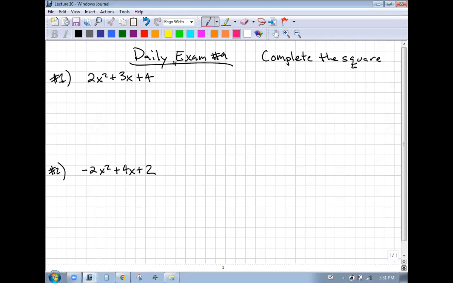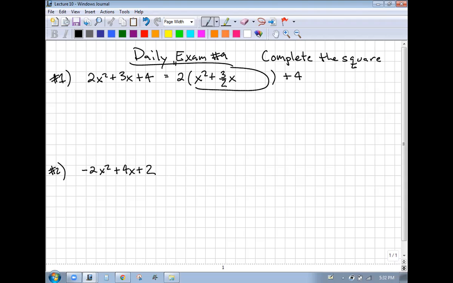So here's your exam from last time, completing the square, okay? What we're gonna do is focus on this part. We're gonna set this aside for a second. If we look at this, we really want to get this x squared by itself, so we're gonna pull a 2 out here. So we have 2 times x squared plus 3 halves x. And I'm going to make some space and put a plus 4 over here.